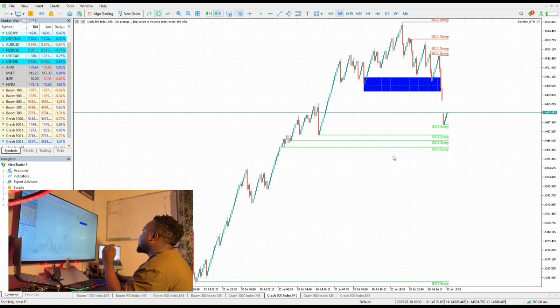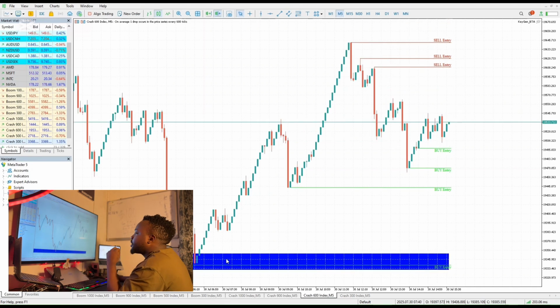Okay, this is Crash 900. Now on Crash 900, this is why it is very important for you to wait for the entry if you are in the blue zone, because there can be a break of market structure, which is exactly what happened here, and price kept on selling.